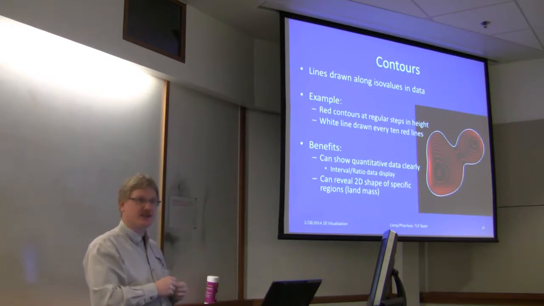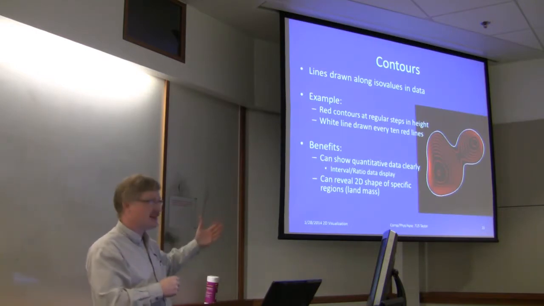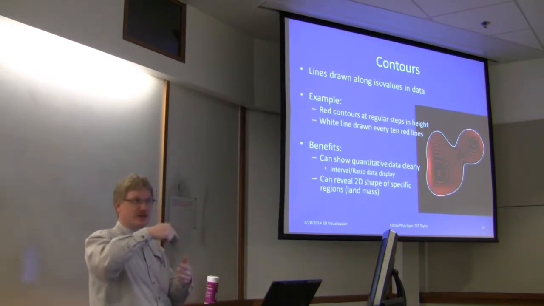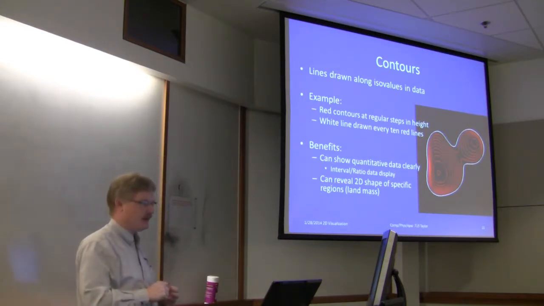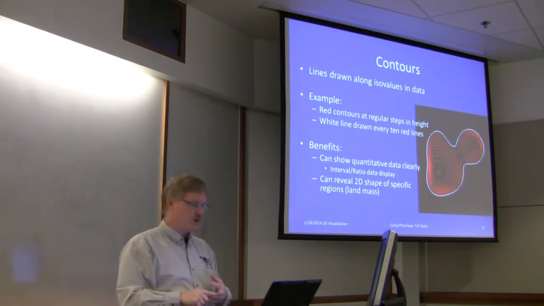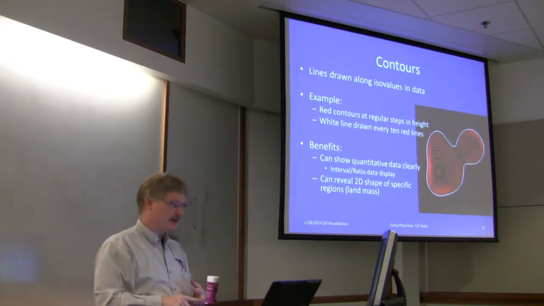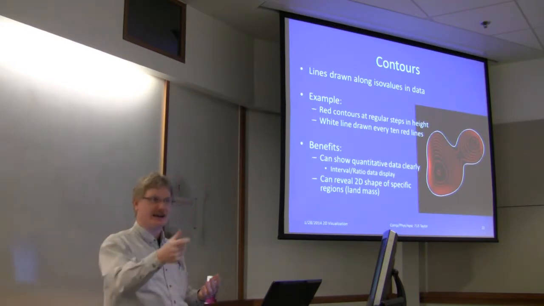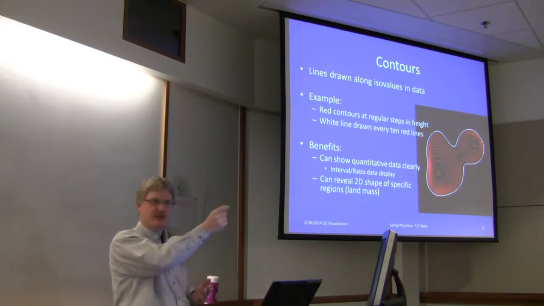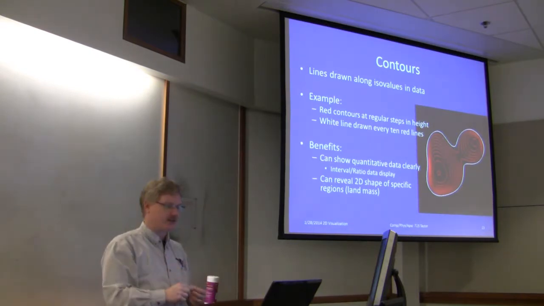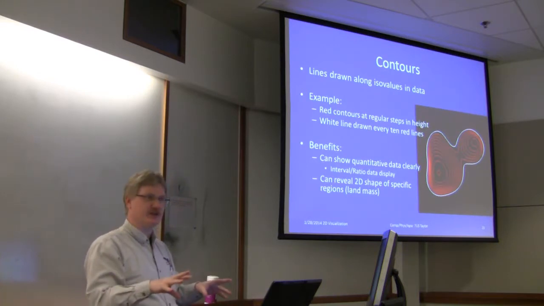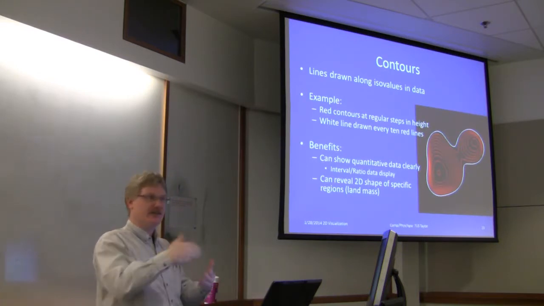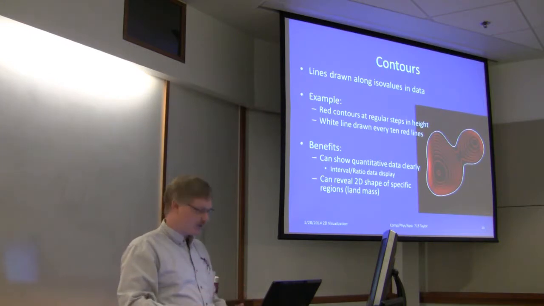counting the steps up. This has got the benefit that every 10th one is white, so you don't have to count a bazillion things in between. You can count by tens and then count by ones in between. You can see quantitative data clearly, and so now you can do interval ratio data. You can count, there's 2 steps from this one to this one, there's 2 steps from that one to that one. I get an idea what's going on. And it gives 2D shape of specific regions. If I want to know where the land is, then the contour will show me exactly where that is.